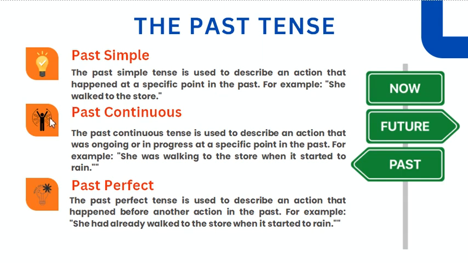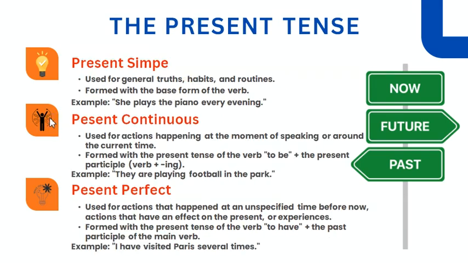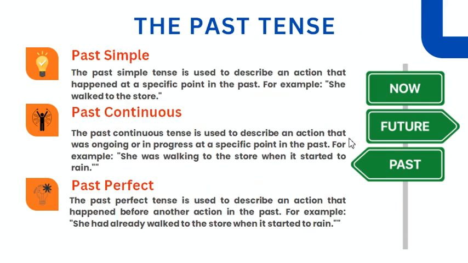So the second one is past continuous. Past continuous is also related to present continuous. Remember, in the present continuous, we said we use it for an action happening at the moment of speaking or around the current time. So the exact moment you speak is present continuous. For example, we said they are playing football in the park. Now let's go to the past continuous.